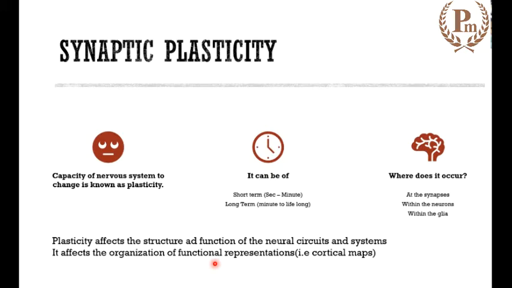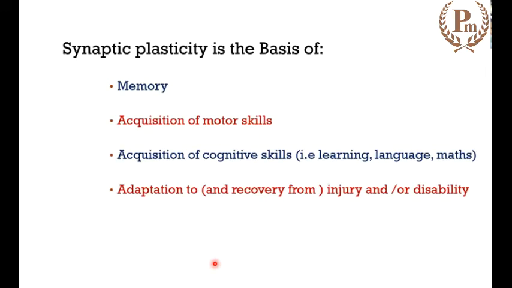Now we'll go into the mechanism. Before that, we should know that synaptic plasticity forms the basis of memory. Whatever we try to learn, we form a memory of it. This memory again has a broad classification. We can have short-term memory, which can be consolidated into long-term memory. The cellular basis of the formation of memory involves synaptic plasticity.